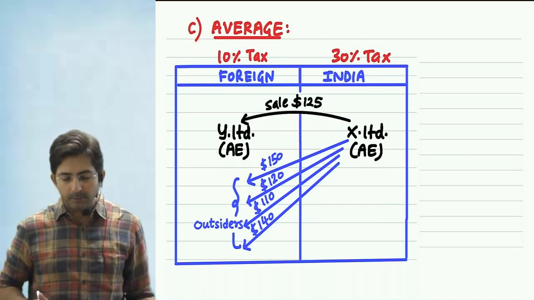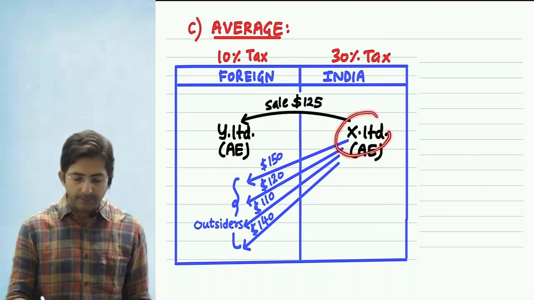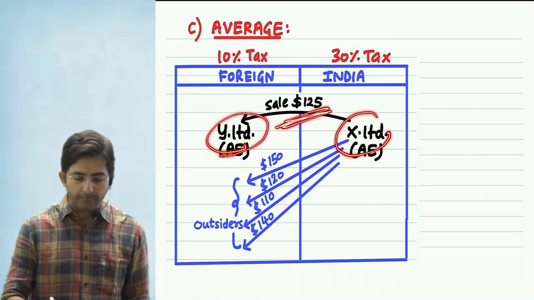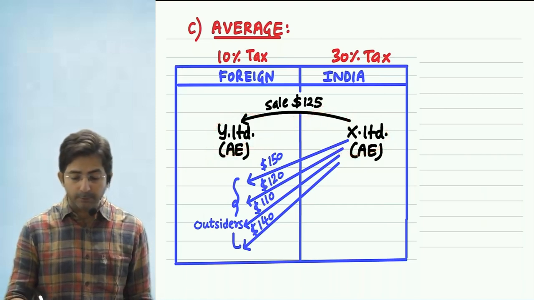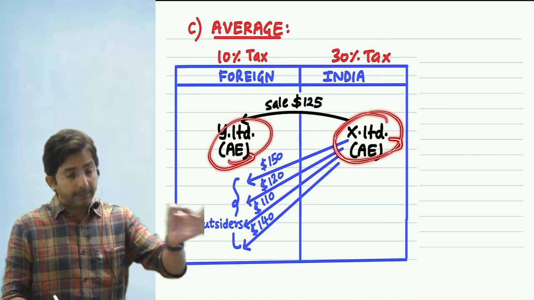Now try this example. Assume X Limited and Y Limited are associated enterprises, and X Limited has sold goods to Y Limited for $125. Now since the transaction is between two associated enterprises and it is an international transaction, we don't trust this price. Make a rule in this topic: whenever AE plus IT, don't trust the price. Did you see the combination of AE plus IT? X and Y are AE, and it is an international transaction. So we don't trust this price. So what do we do? We find out the genuine price. Price method.